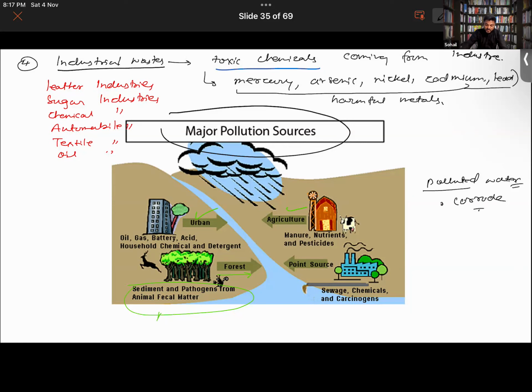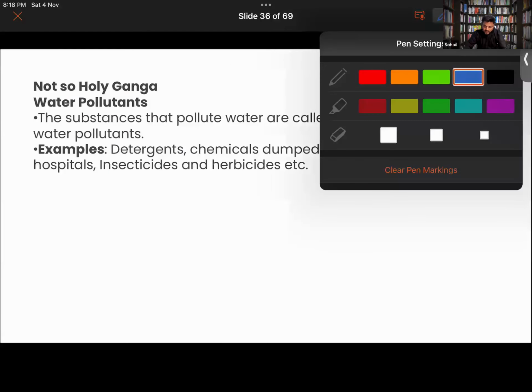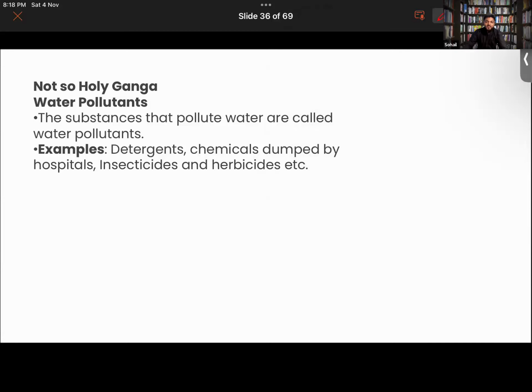Also, we see that from the drains, foul smells arise, right? That foul smell is actually the different types of gases that arise from the drain. Okay. So now we will be mainly talking about the different rivers here in India that are being polluted. First of all, we will talk about the Ganga river, not so holy Ganga, right?